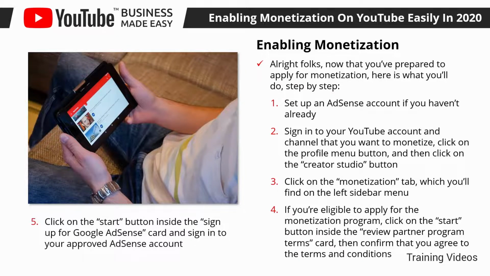Number 5. Click on the Start button inside the Sign Up for Google AdSense card and sign in to your approved AdSense account. Now, all you have to do is wait for approval, which can take 30 days or less. In that time, keep uploading awesome content and engaging with your audience.